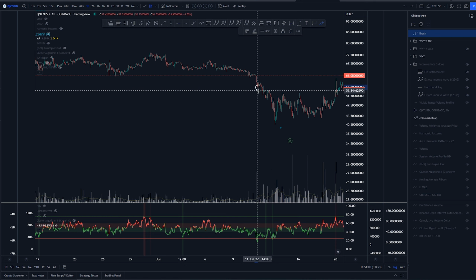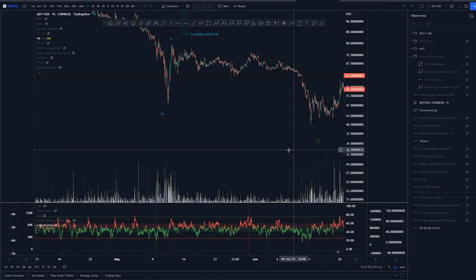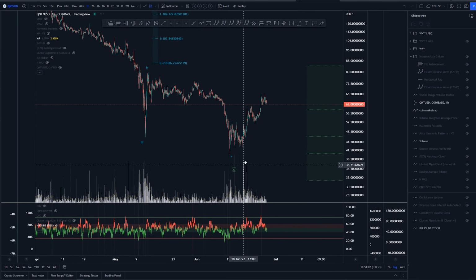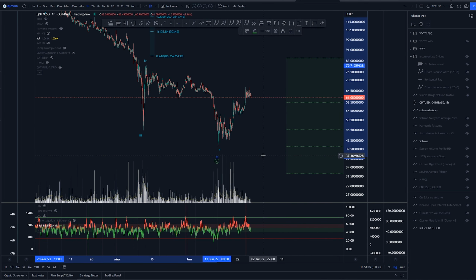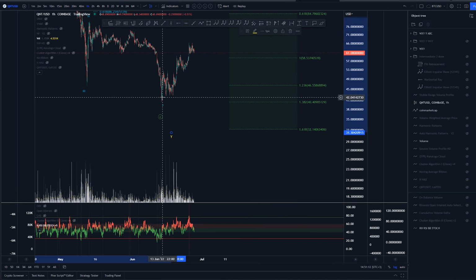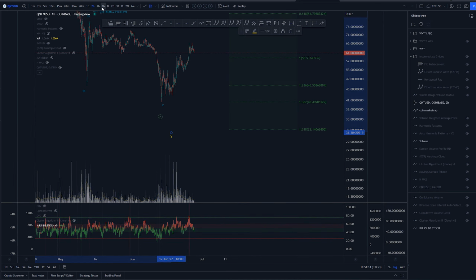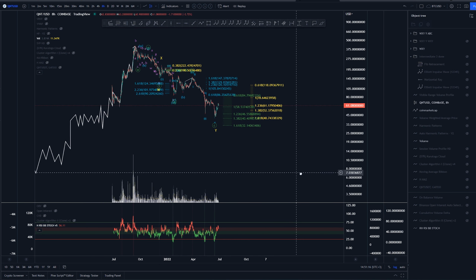So we would have to say this is the third. This 1, 2, 3, 4, and 5, something like that, to get us the end of the C wave here. So that would end the whole correction up here into these lows of $40. How confident am I about this count? Not very.